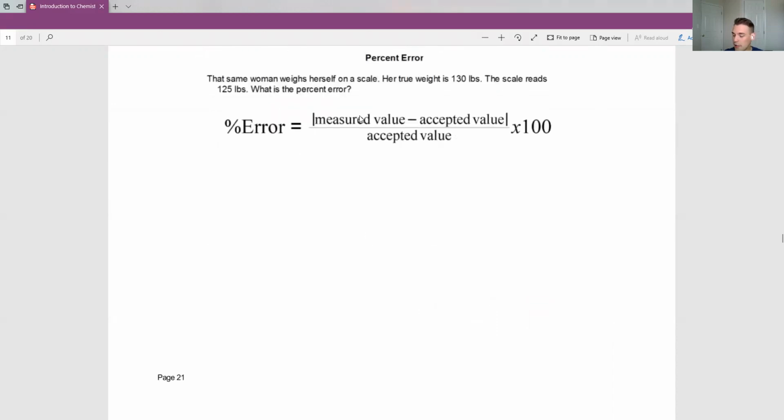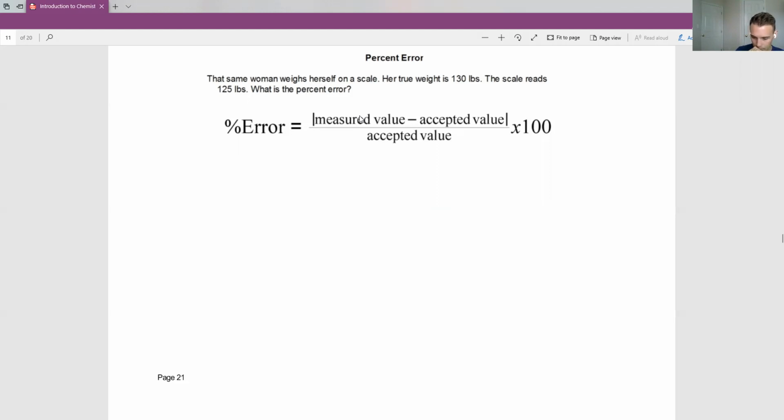Now we're going to look at percent error. It's just a calculation. So percent error basically tells you how wrong you are. So if you went through module 1 lesson 1, we talked about accuracy and precision, and this comes from that. So the woman from those ones weighs herself on a scale, and we know her true weight is 130 pounds, but the scale reads 125. What is the percent error?